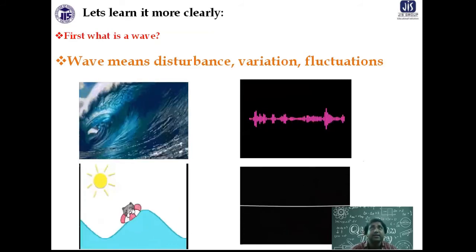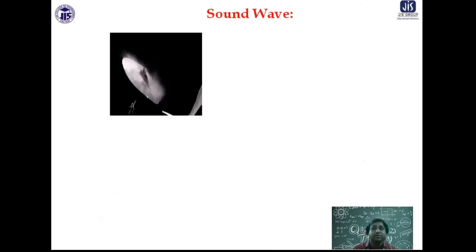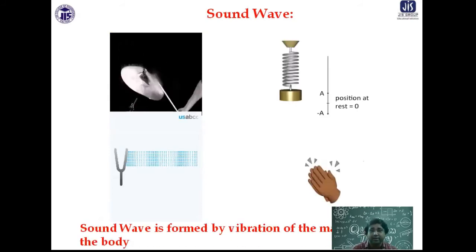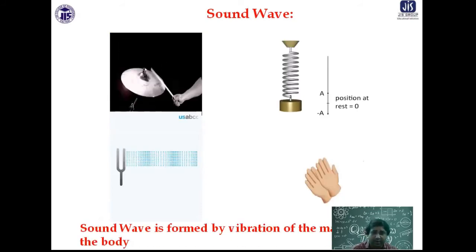So these are the classical examples of the wave. Say sound wave. Sound wave is a vibration of what? Matter making the body. Suppose I clap my hand. If I clap my hand, you see, the matter making my hands is vibrating. So it's a mechanical wave.